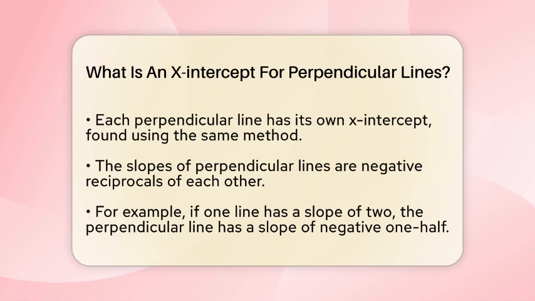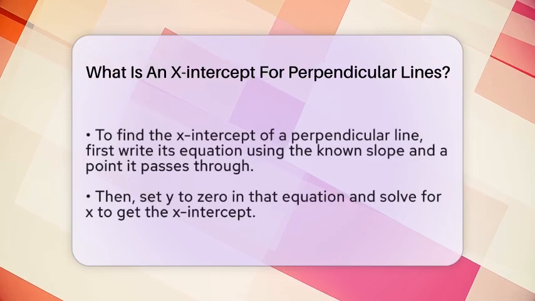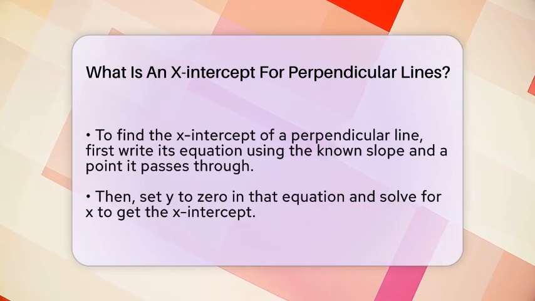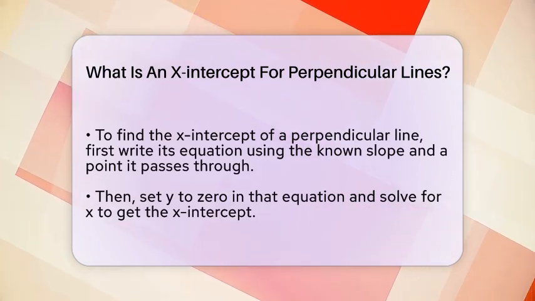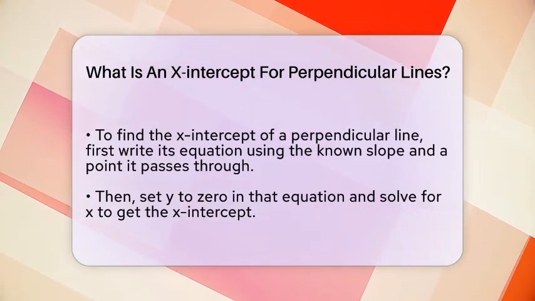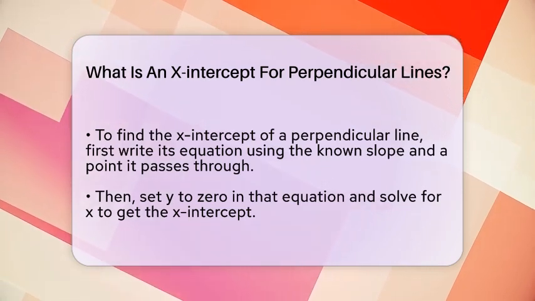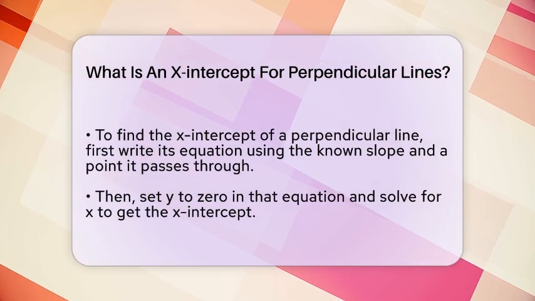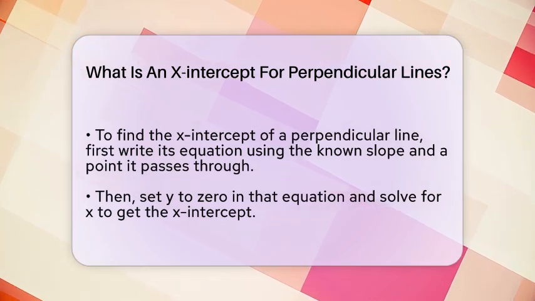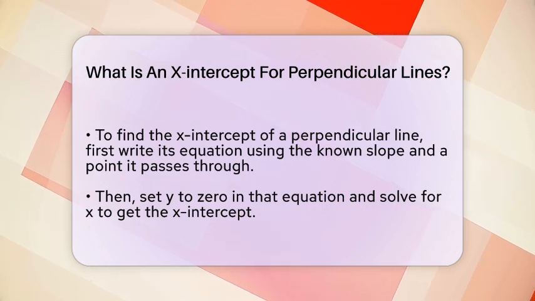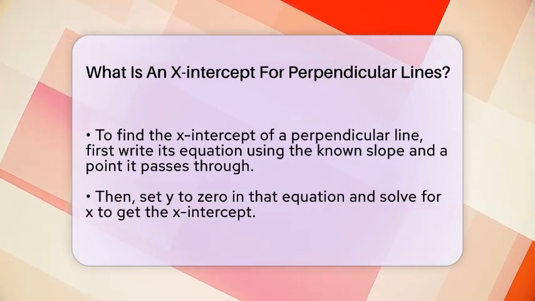Let's say you have a line with the equation y equals 2 times x plus 3. Its slope is 2. The line perpendicular to it will have a slope of -1/2. To find the x-intercept of this perpendicular line, you first write its equation, which involves using the slope and a point it passes through. Then, you set y to 0 in that equation. After that, you solve for x, and that value is the x-intercept.